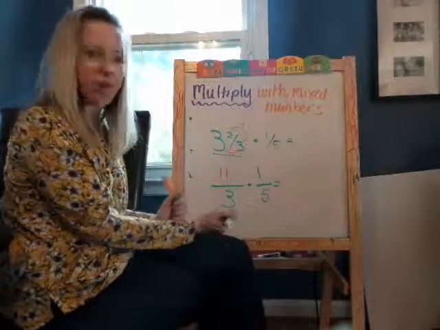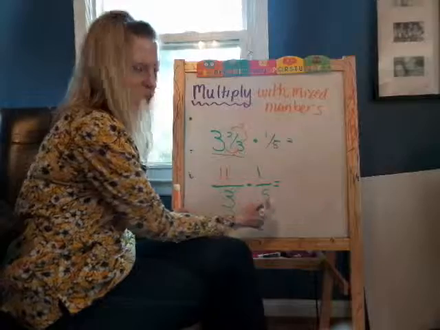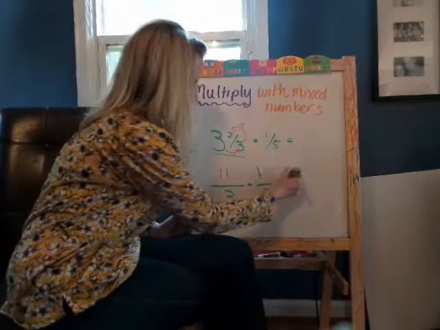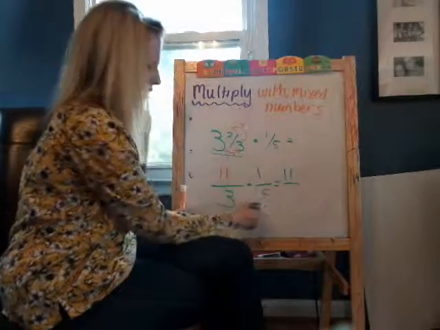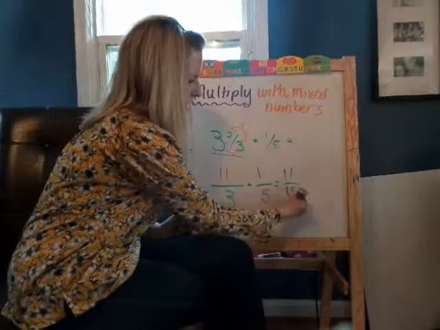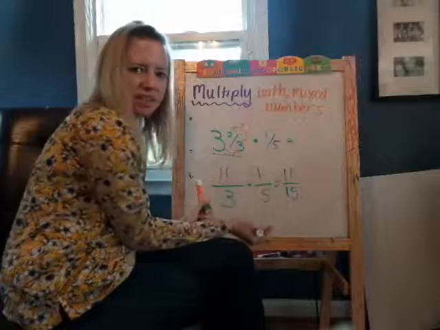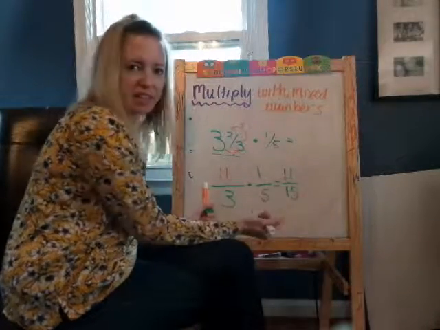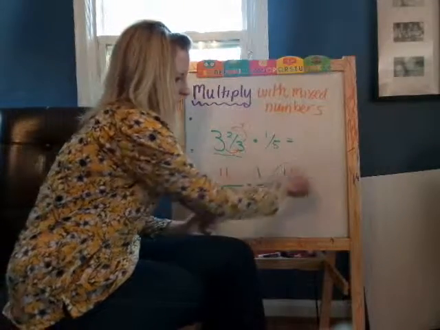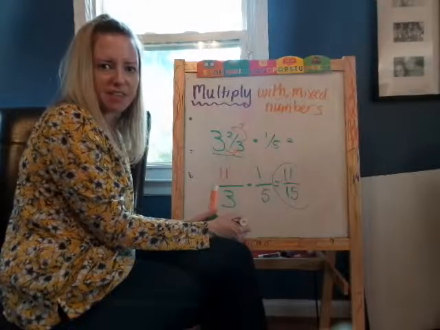Okay, now we're going to multiply across. Top times the top and bottom times the bottom. 11 times 1 gives me 11. 3 times 5 gives me 15. 11 over 15 can't be reduced. 11 doesn't have any common factors. 15 doesn't have any factors common with 11. So there we go, 11 over 15.